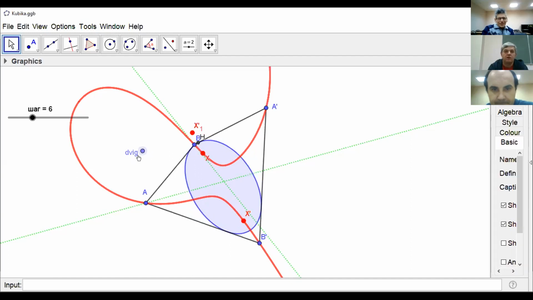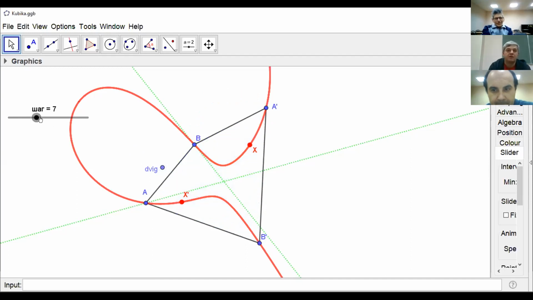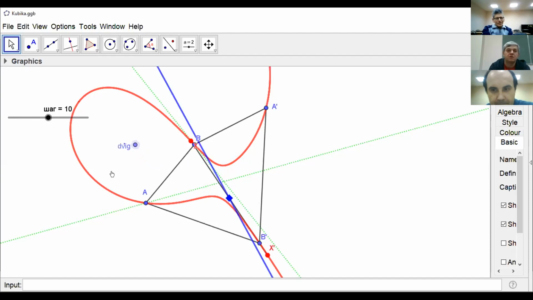Okay, we can try to move X and X prime, this pair of isogonal conjugates, and see this family of inscribed conics. Not all of them are ellipses. Next, we can join X and X prime and consider the midpoint. And the locus of these midpoints is a known Newton, or as we used to say, Newton-Gauss line.